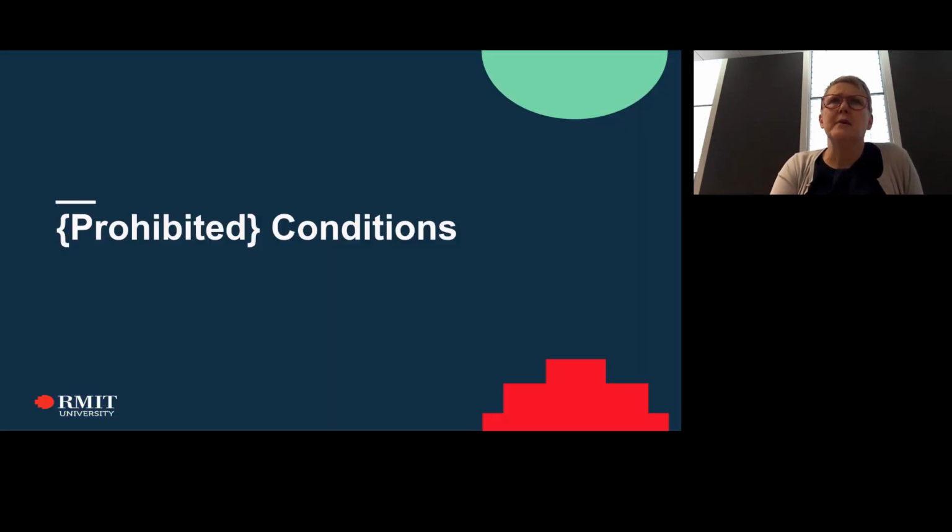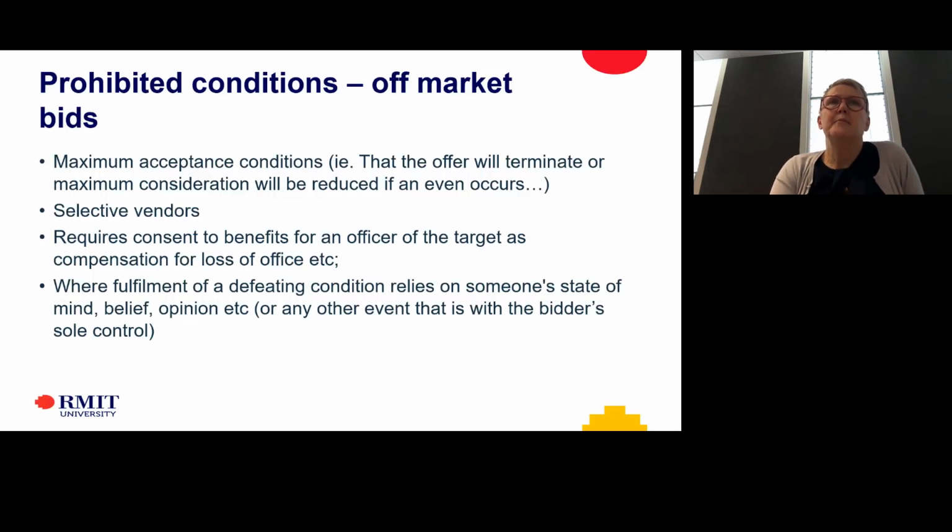So I mentioned before there's the prohibited conditions. So these are, just want to explore the types of conditions that you cannot include in a bid. Clearly, they only apply to off-market bids because you can't have any conditions at all with an on-market bid. So you can have a minimum acceptance condition, but you can't have a maximum acceptance condition. So the offer will terminate or the maximum consideration will be reduced if something happens. You cannot be selective about who the sellers will be, and this goes straight back to Eggleston, it needs to be equal and fair. All shareholders need to have an equal and fair right to participate.